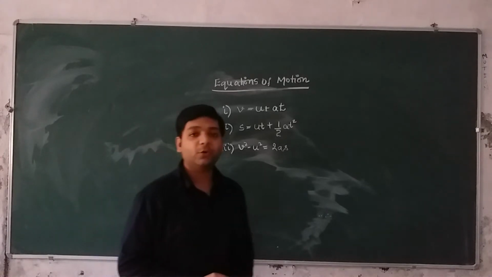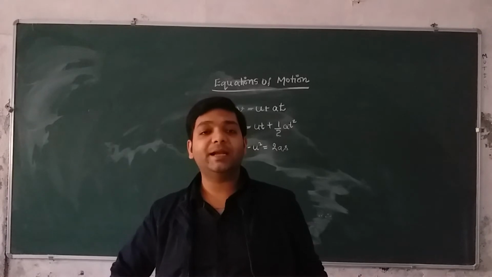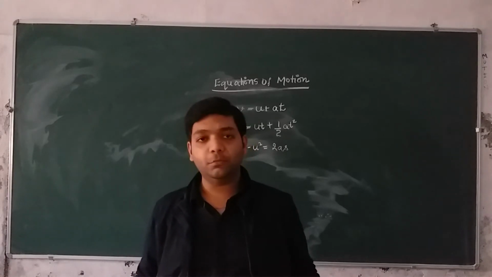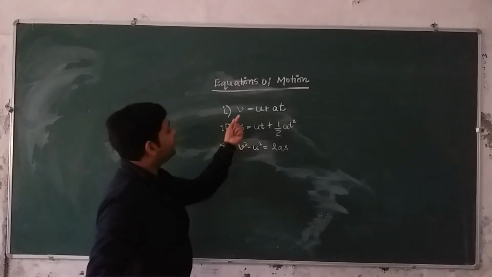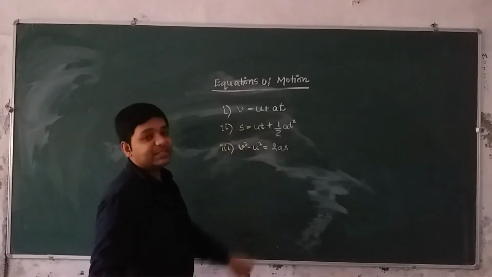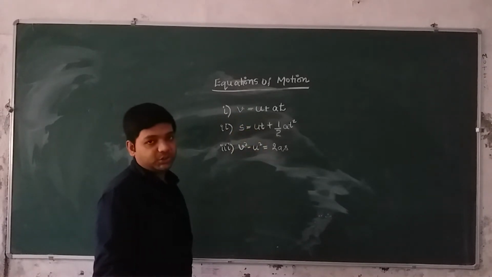So these three equations of motion are used to calculate the quantities that describe the motion of an object or a body. If we want to calculate the final velocity, the acceleration or the displacement of the body, then we make use of these equations of motion.